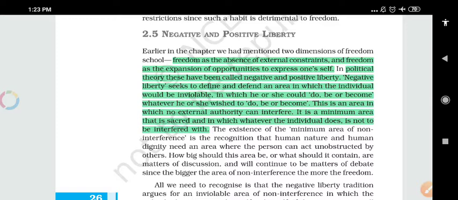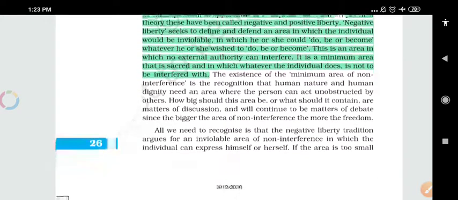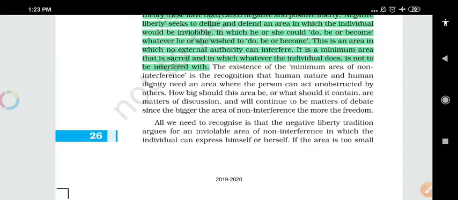In the minimum area that is sacred, whatever the individual does is not to be interfered with. Here it is stated that if anybody wants to do something which only affects themselves, then it is not a matter to interfere in. The state or government should not interfere in that matter. It is a matter of his or her own choice.